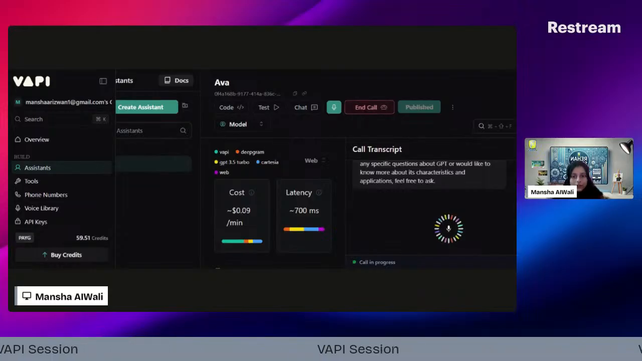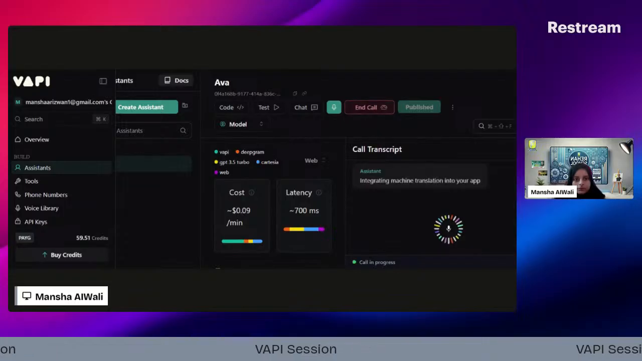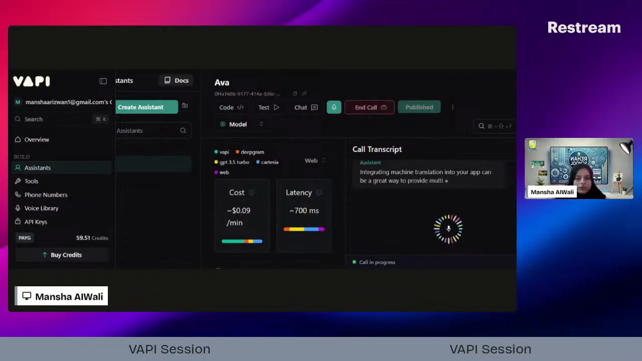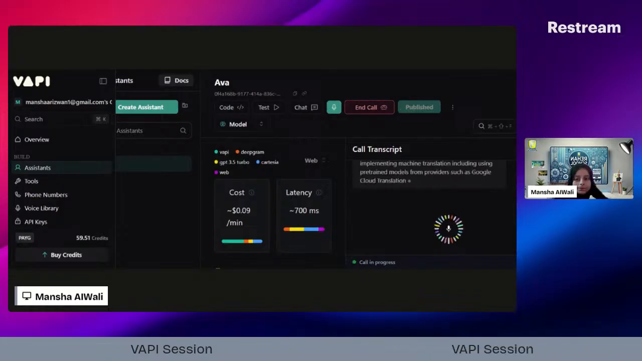What is machine translation in NLP? Integrating machine translation into your app can be a great way to provide multilingual support and enhance user experience for a global audience. There are several options available for implementing machine translation, including using pre-trained models from providers such as Google Cloud Translation API, Microsoft Translator API, or Amazon Translate. Here's a general outline of how you might go about integrating machine translation into your app.